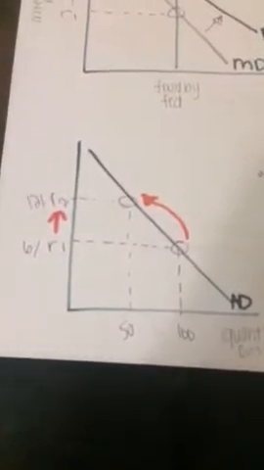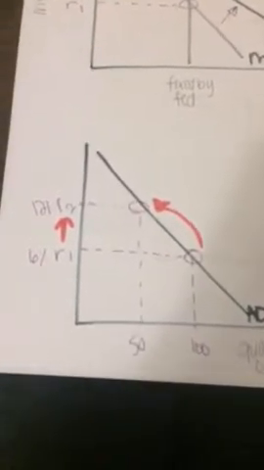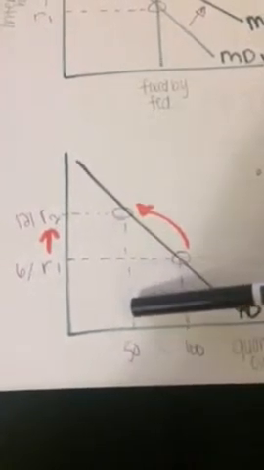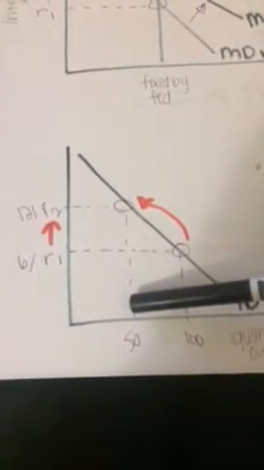So, for example, something big in Texas is guns. If 100 people are willing to buy guns at a 6% interest rate, and then the interest rate doubles, then according to this graph, the quantity demanded will decrease by half.